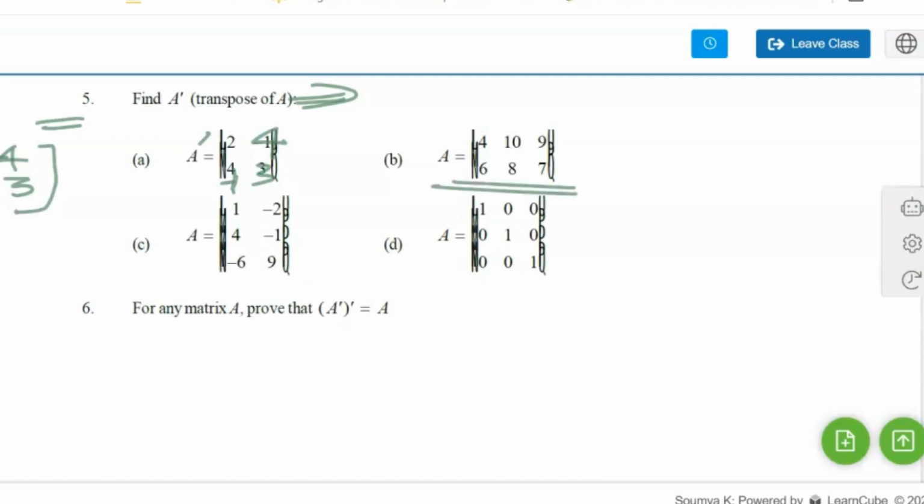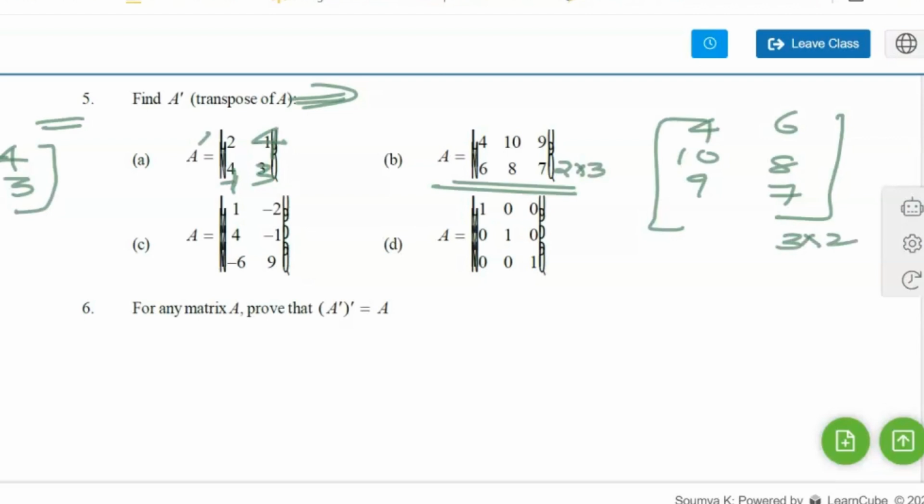Now let's see this. In this case, first row is 4, 10, 9. So write it as first column and then write the second row as the second column. So this is the solution. The order also changes with that. Here if it is a 2 by 3 order matrix, here it is a 3 by 2 matrix. Okay. Similarly, you can do the other two questions also.